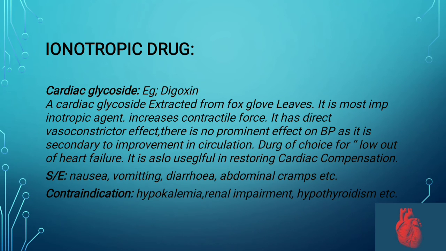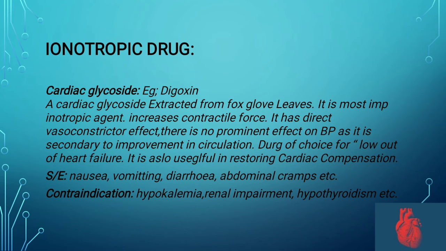Next drugs are inotropic drugs. These are the drugs which increase cardiac contractility; they are called inotropic drugs. We all know that in glycosides, a sugar molecule is joined together with a non-sugar molecule by an ether linkage. That is why they are called glycosides. A cardiac glycoside is a combination of a digitoxose and a steroidal lactone. An example of a cardiac glycoside is digoxin. It is a cardiac glycoside extracted from foxglove leaves. It is the most important inotropic agent.